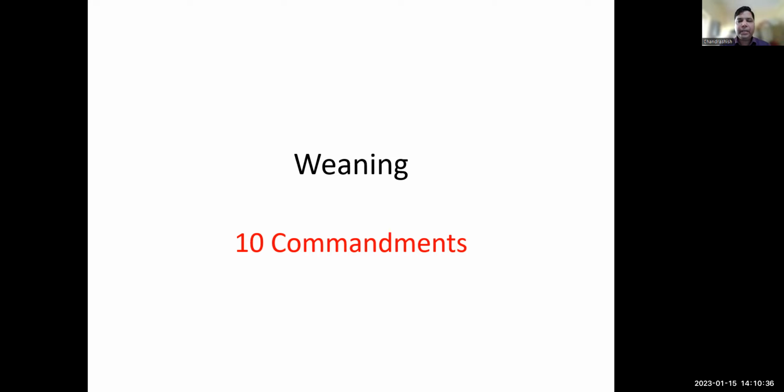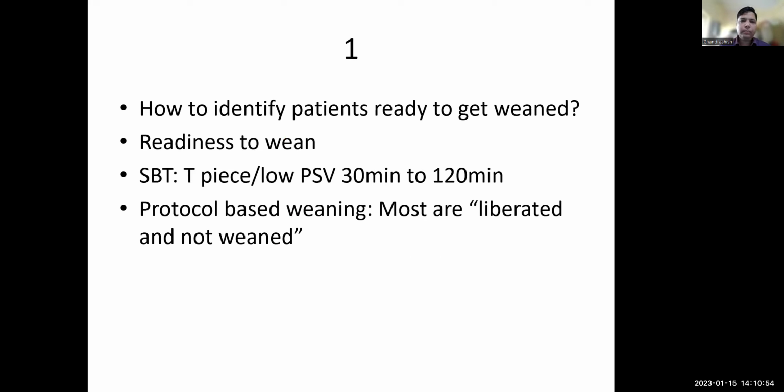So I've tried to divide this topic into 10 commandments. That is the major 10 things, in a nutshell, in a practical ICU scenario, that we need to keep in mind as far as weaning patients from ventilation is concerned. So the first is how to identify patients who are ready to get weaned off.